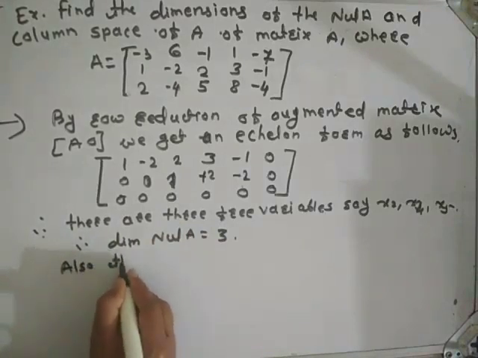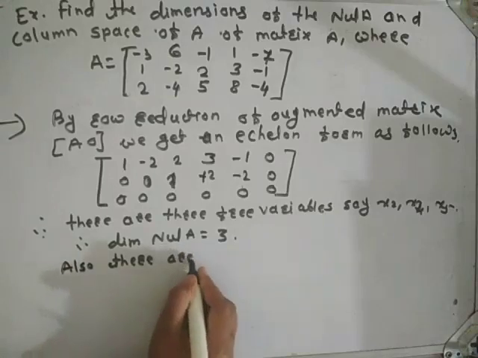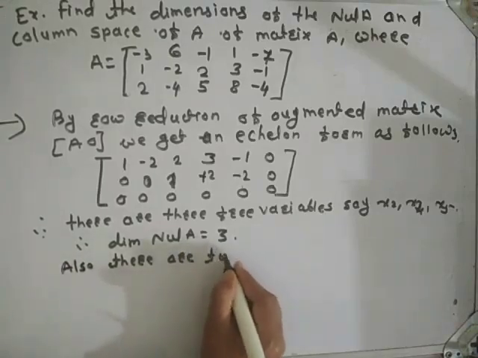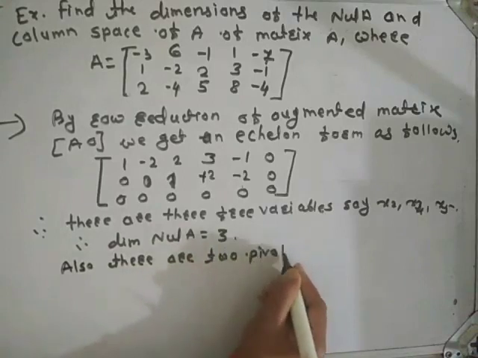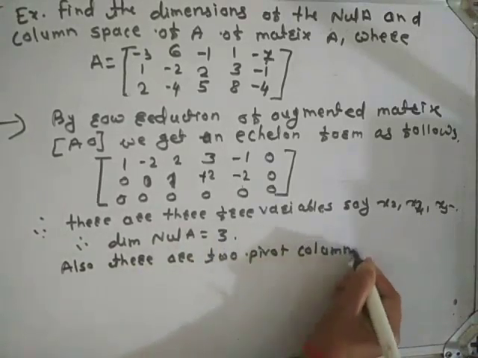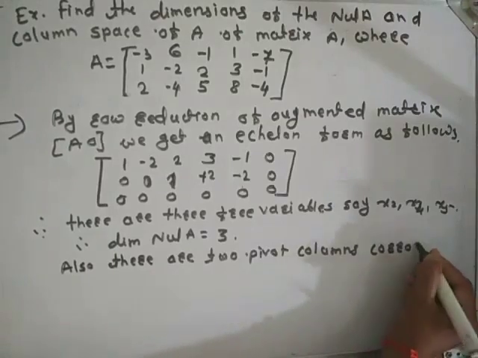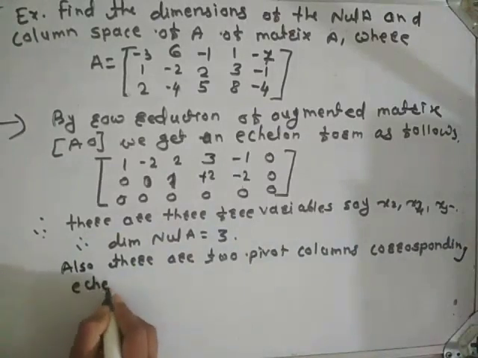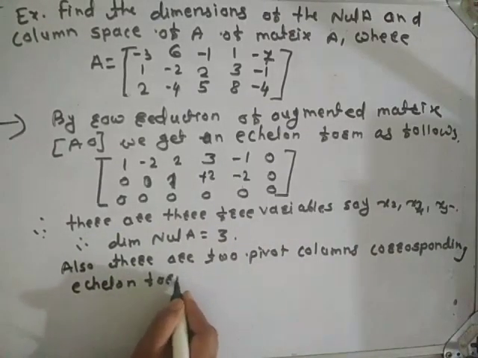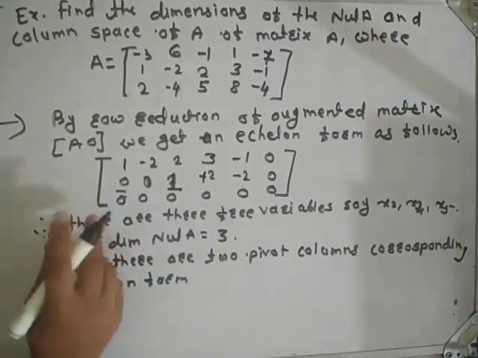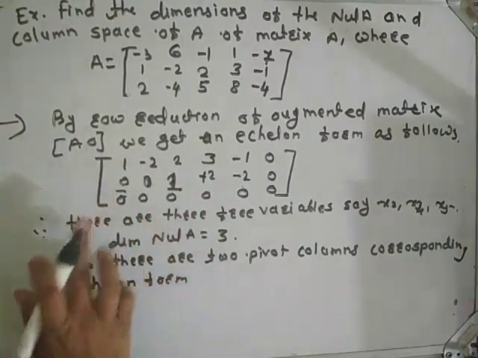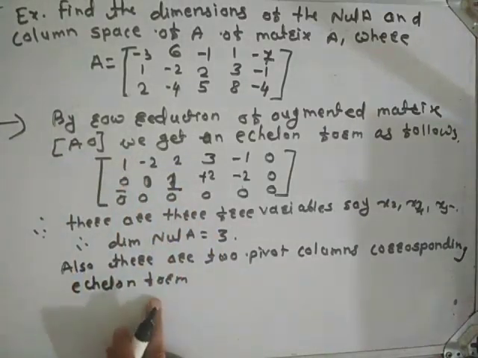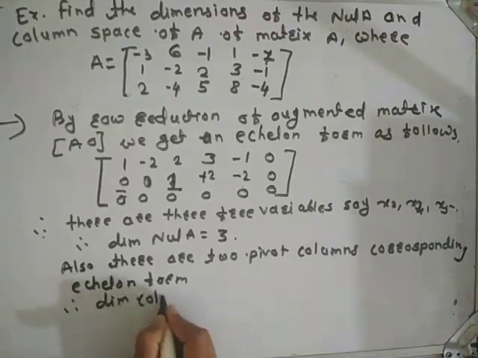Also there are two pivot columns corresponding to the echelon form. First and third column have leading one. Therefore, there are two pivot columns corresponding to echelon form. Therefore, dimension of column space of A is equal to 2.